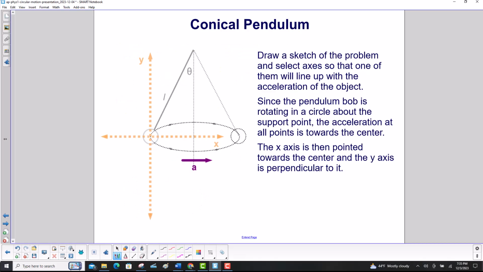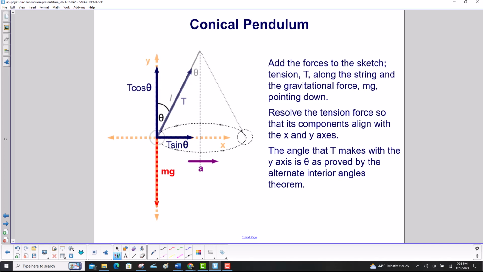Draw a sketch of the problem and select axes so that one of them will line up with the acceleration of the object, the pendulum bob. Since the pendulum bob is rotating in a circle about the support point, the acceleration at all points is towards the center. The x-axis is then pointed towards the center, and then the y-axis is perpendicular to it. Add the forces to the sketch. We have tension along the string and the gravitational force pointing down.